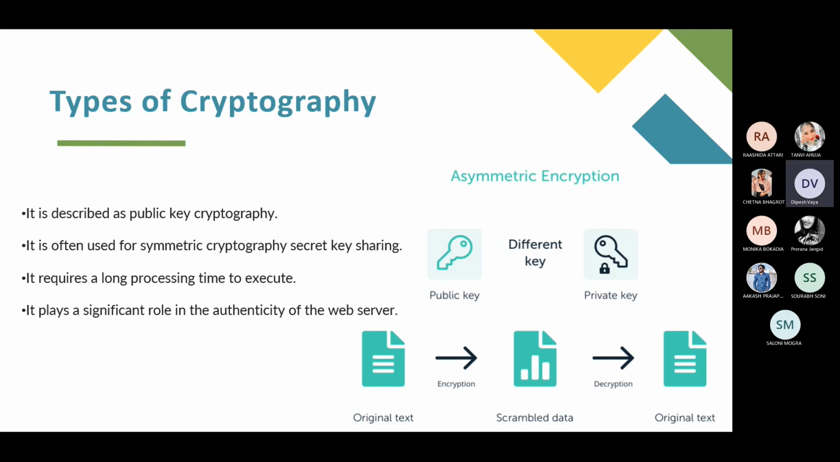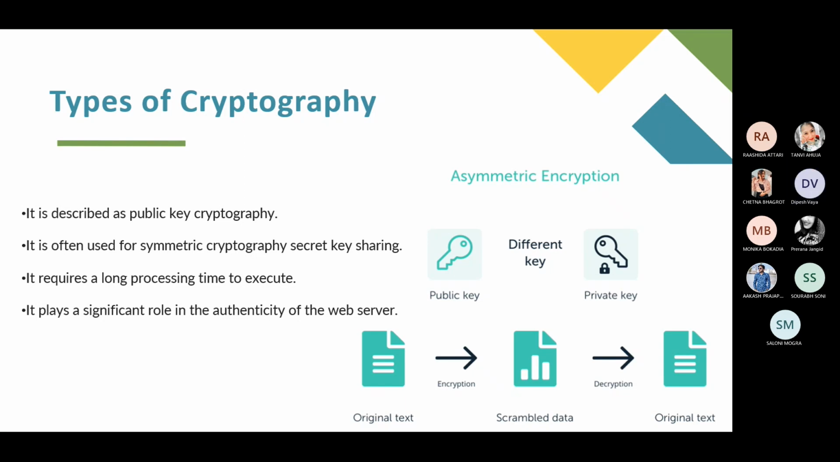Another key will be the private key. My private key is only known to me, not to others. Similarly, Rashida's private key is known to her only, not to others. In a similar way, Chetna and Tanvi as well. So everybody will have two keys. One is the public key, which will be shared with all, available publicly. And one will be the private key.